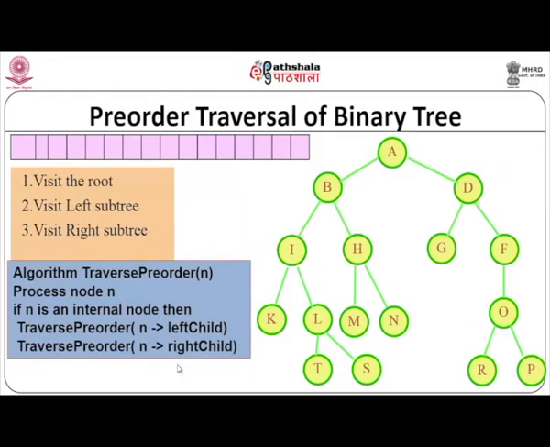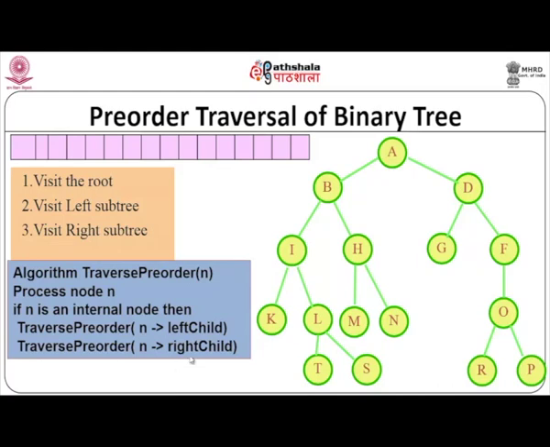So, we will take each node. I have got a small simulation of this. So, pre-order: visit the node, visit the root, visit the left subtree, visit the right subtree. So, the algorithm is again a recursive definition: process node n, then that is whatever the node is. Process node n, traverse pre-order the left child, traverse pre-order the right child.